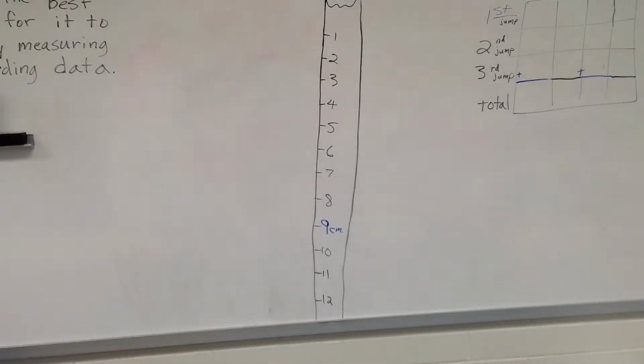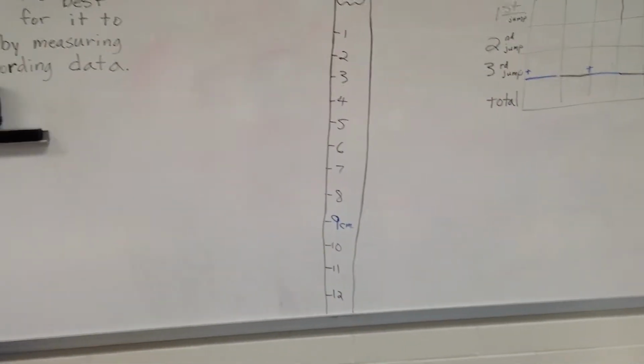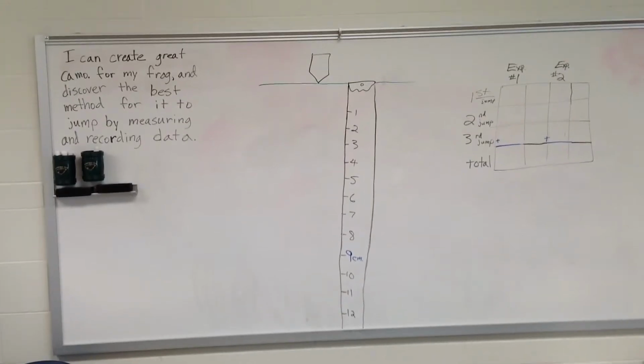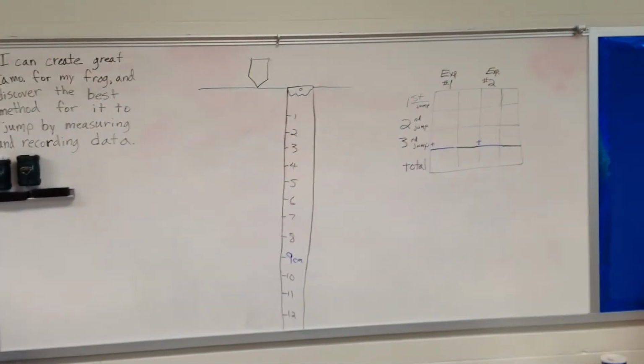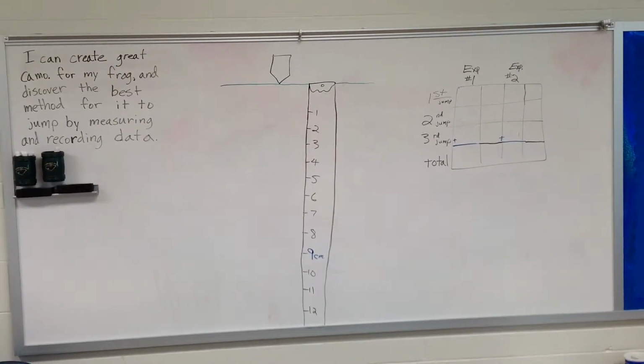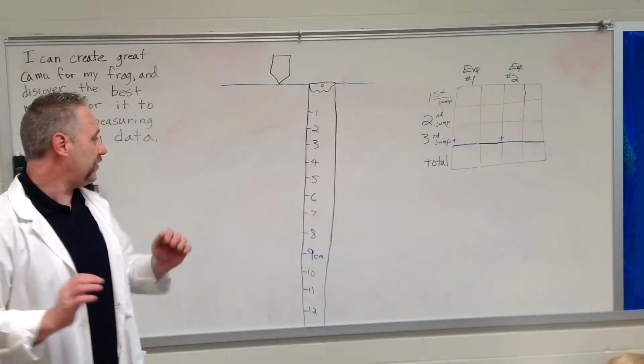Oops, I'm going to move this back a little bit. Alright, so let's just say that here is our frog jumping contest. So, we need to talk about data. How do we get the data? How do we record the data?